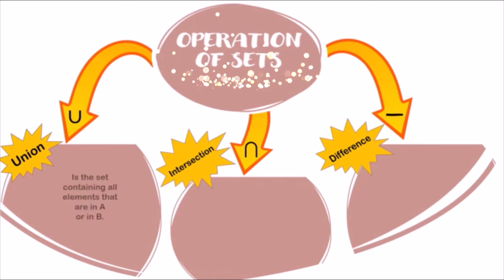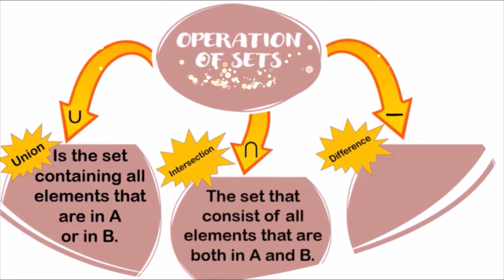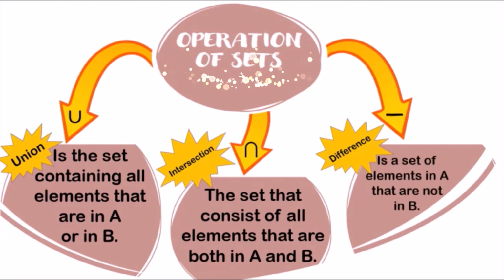When we say union, it is the set containing all elements that are in A or in B, while intersection is the set that consists of all elements that are both in A and B. And difference of a set is a set of elements in A that are not in B.